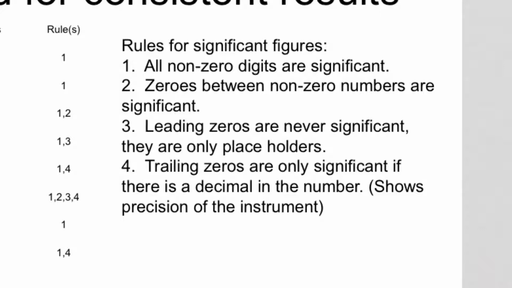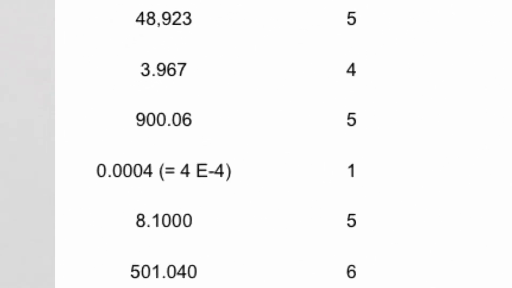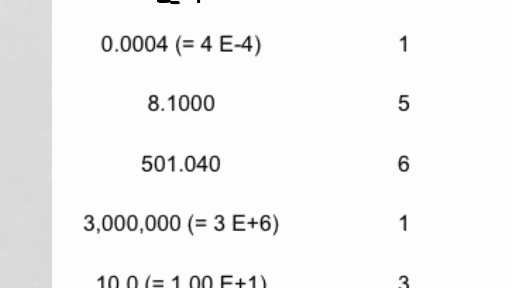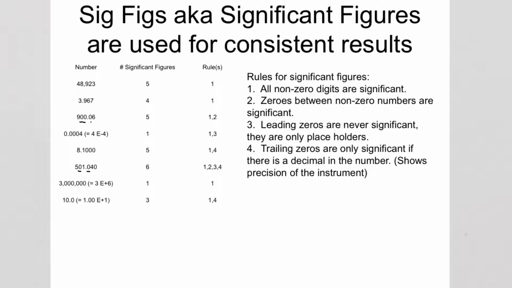Non-zeros are always significant. Your numbers 1 through 9. Zeros between non-zero numbers are always significant. So that means things like we see the zeros between non-zeros, right? Or there's the one down here. Zeros between non-zeros. Okay? You don't need to know the order of the rules. I'm not going to quiz you on what's rule number 3. We're just using these sig figs as we have them.